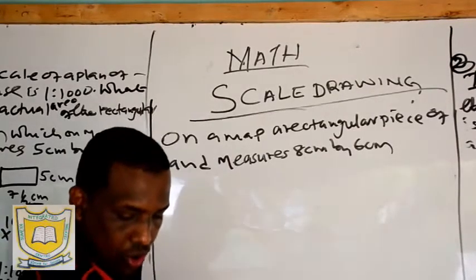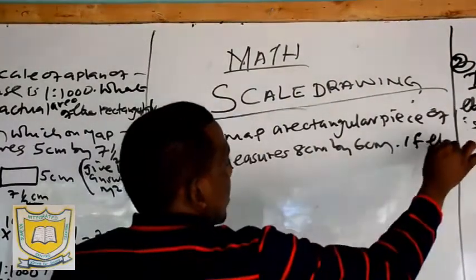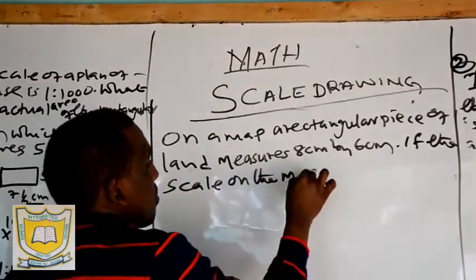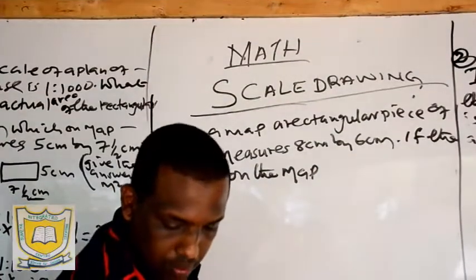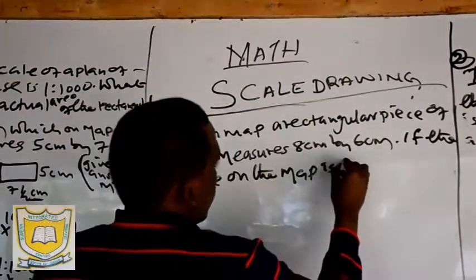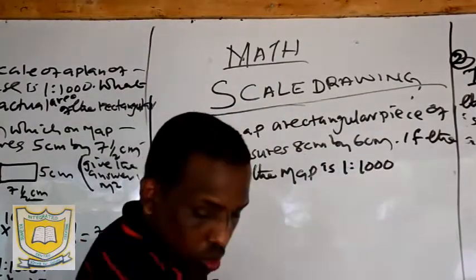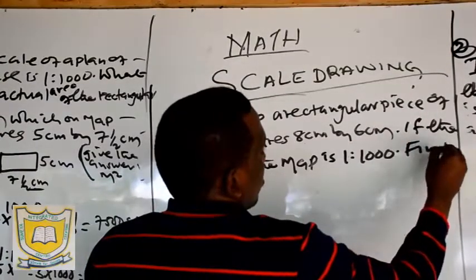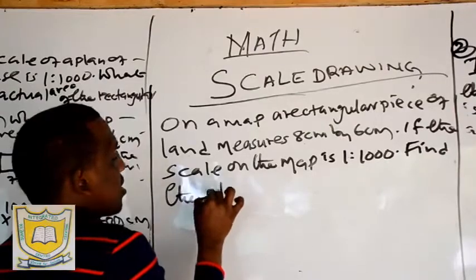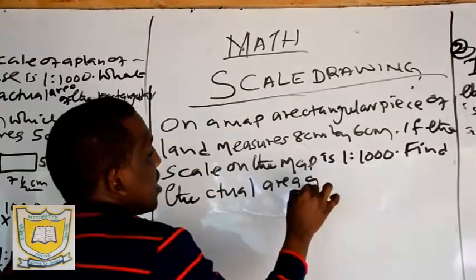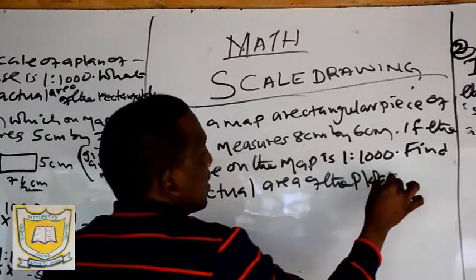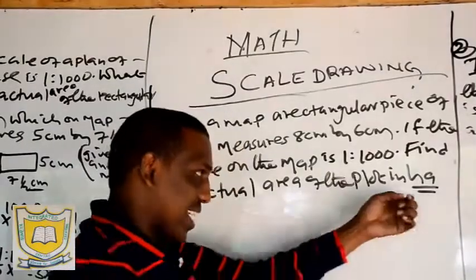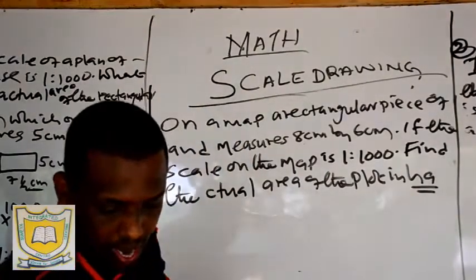If the scale on the map is 1 to 1,000, find the actual area of the plot in hectares. These questions are very common in examinations. Now, it's the same way we did.